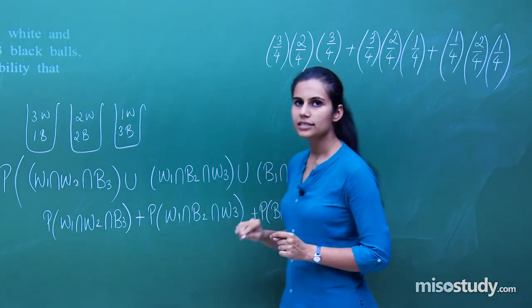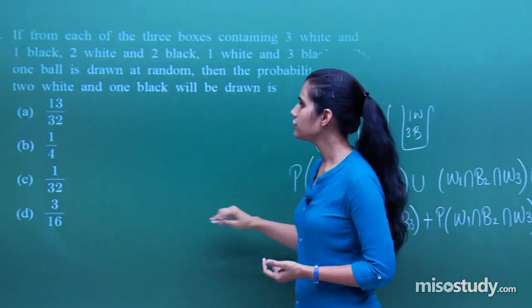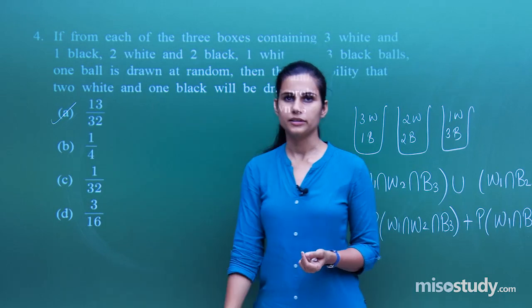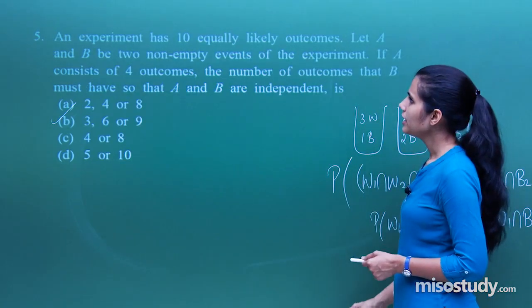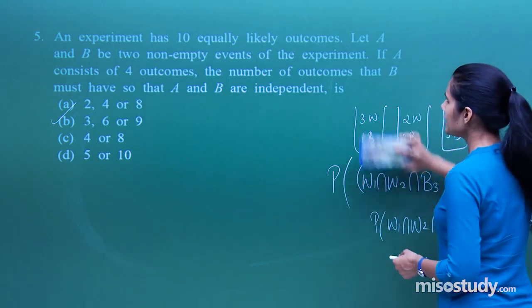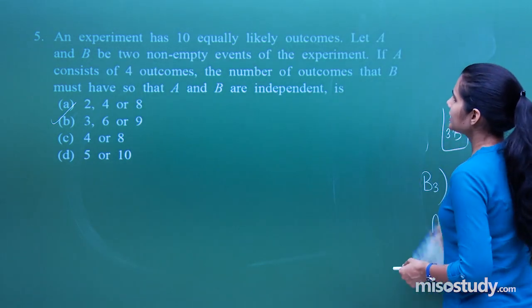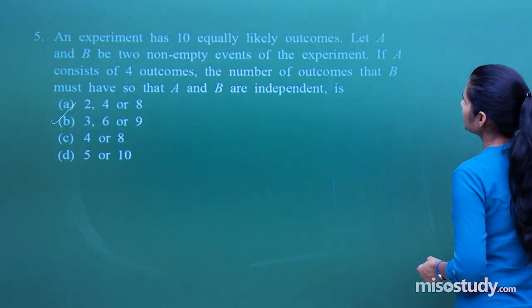You evaluate this sum and that gives you the probability, which is equal to 13 by 32. Clear? Pretty easy question. Let's move on to the next. We have an experiment that has 10 equally likely outcomes. Let A and B be two non-empty events of the experiment.